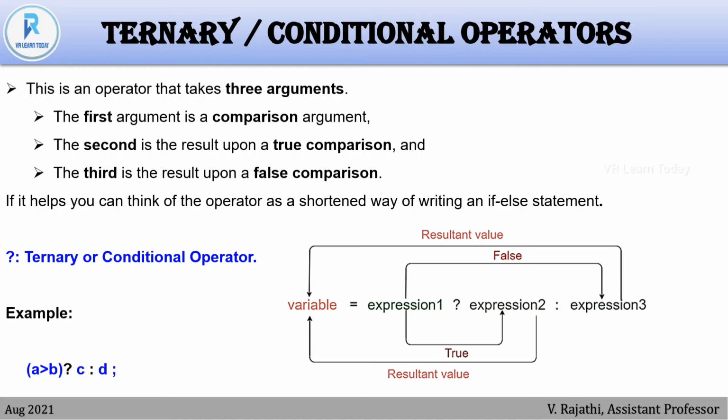Here is an example: A greater than B question mark C colon D, ending with a semicolon. If the condition A greater than B is true, C will be executed. Else, if A greater than B is false, D will be executed. And see here, variable equal to expression 1. Expression 1 is nothing but a condition like A greater than B. If that condition is true, expression 2 will be executed, otherwise expression 3 will be executed. The final result will be saved to the corresponding variable. Clear?